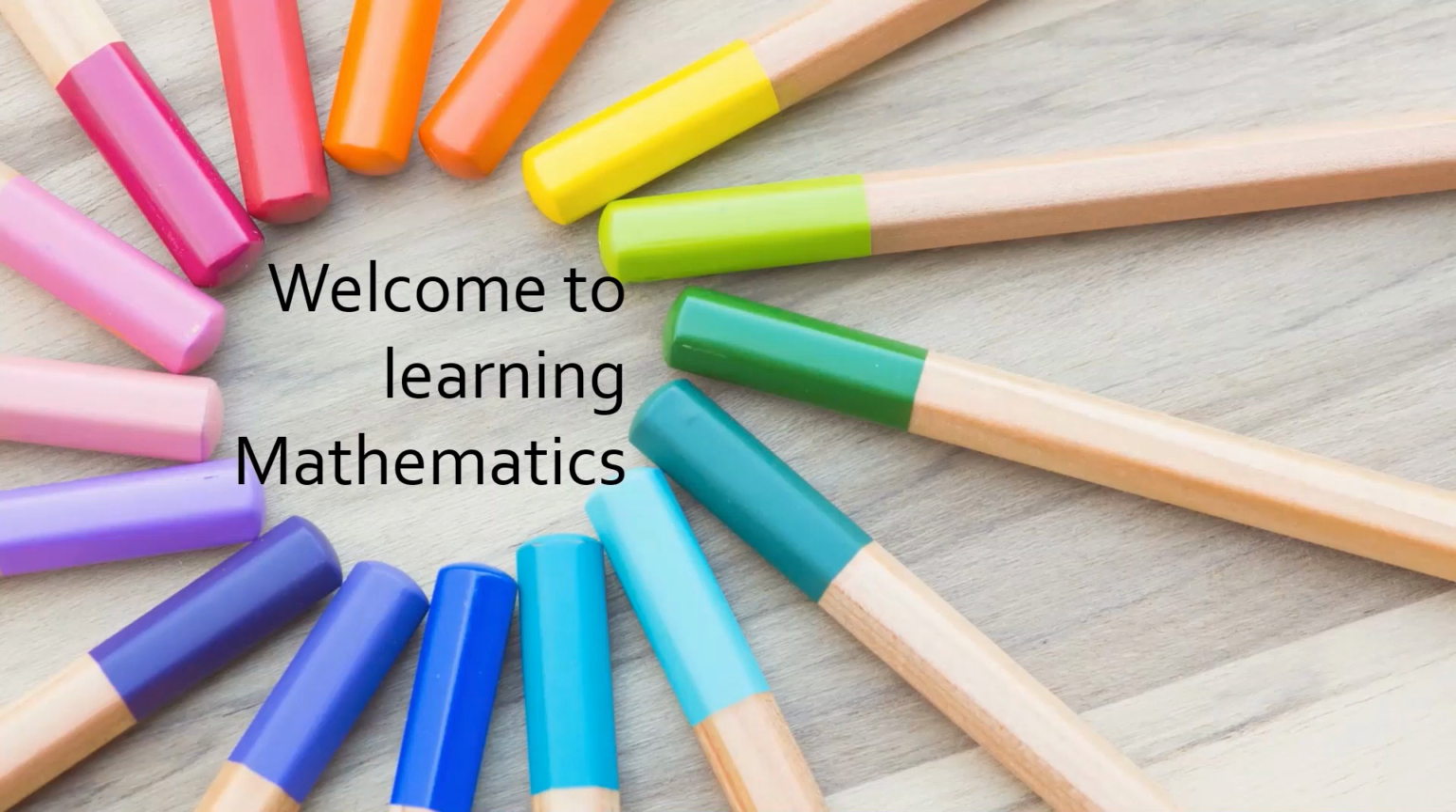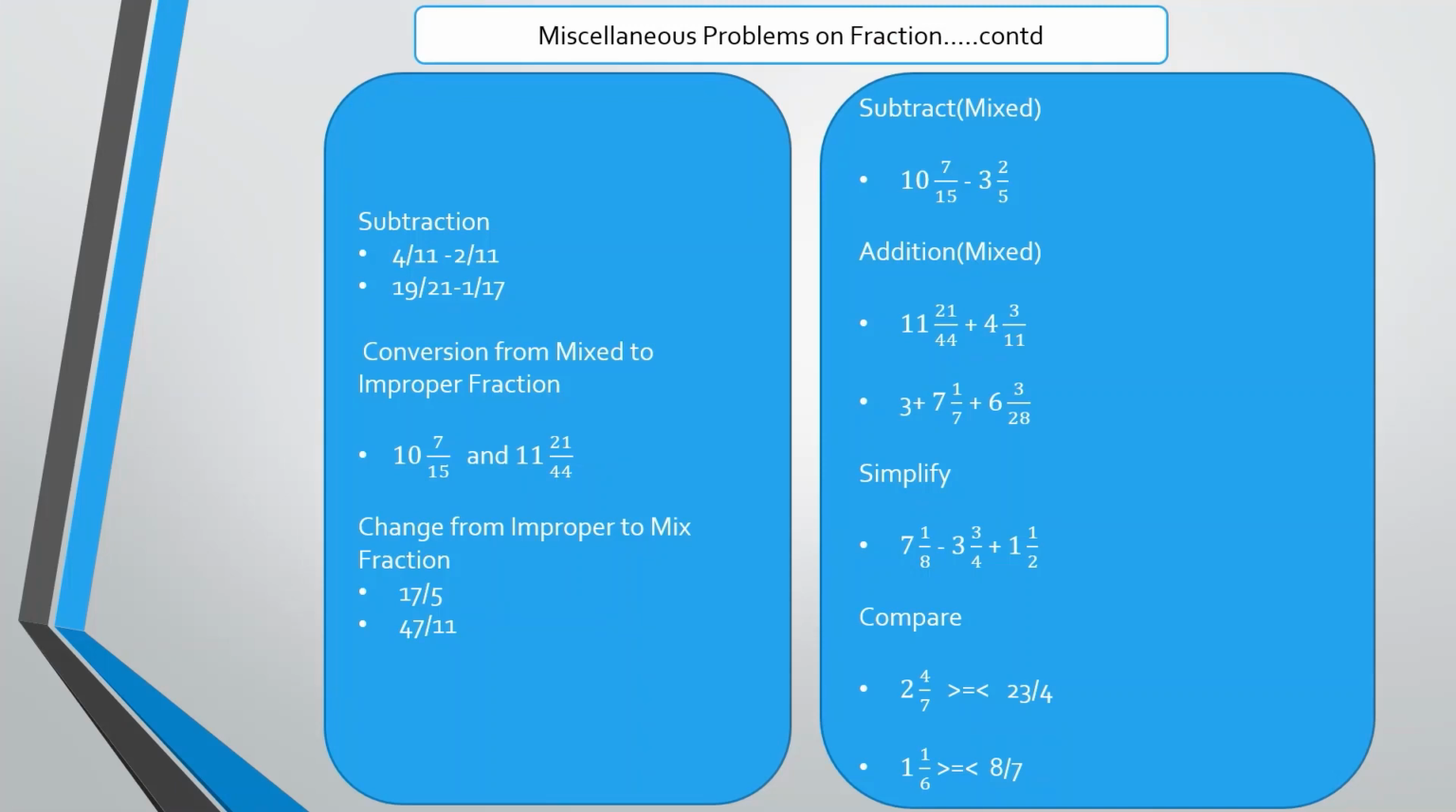Today we'll be discussing the remaining problems on fractions. So let us quickly browse through today's agenda. We'll be discussing subtraction between different like fractions and unlike fractions. We'll be taking you through conversion from mixed fractions to improper fractions and vice versa. We'll also be discussing subtraction between different mixed fractions, addition of mixed fractions, how to add mixed fractions to a normal number, and simplification of mixed fractions where addition and subtraction are both included. We'll also carry out comparison between improper fractions and mixed fractions and how to do that. So let us quickly start.